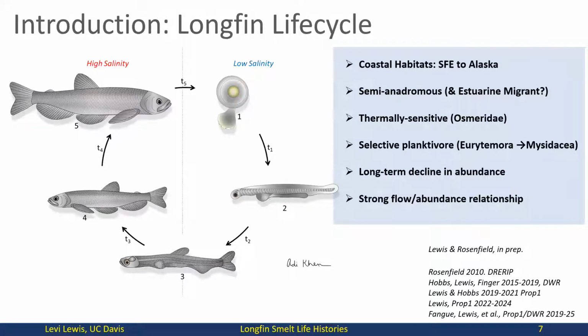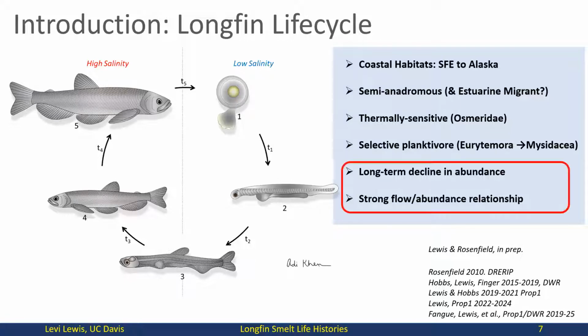So Florian gave a great introduction to Longfin Smelt, so I won't spend a lot of time on this, but basically they live for, on average, 2 years, spawn in low salinity habitats, and they rear there for the first part of their lives, move out to higher salinity, all the way out to the ocean, at least some of them, and then complete that life cycle after 2 years. So they're in these coastal habitats, again, from here all the way to Alaska.